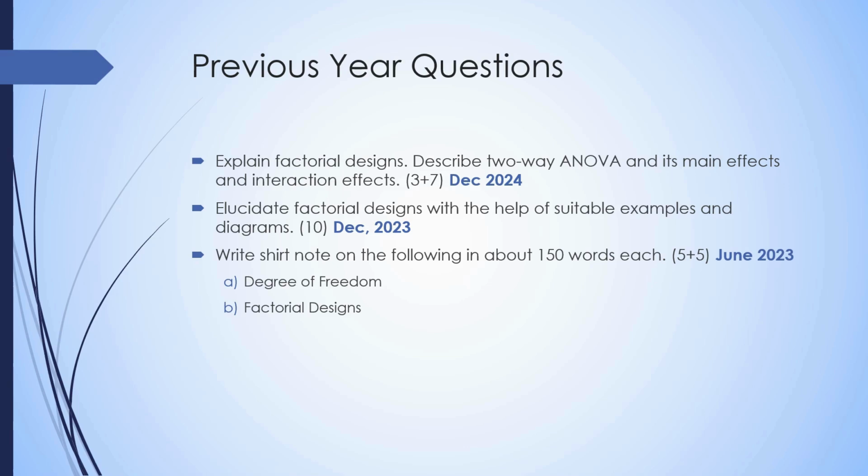So next we have a short question. Write short note on the following in about 150 words each. We have one degree of freedom, factorial design. This came in June 2023. So there is a good chance that you can get this question. So I have already discussed everything that can possibly be asked from this topic.